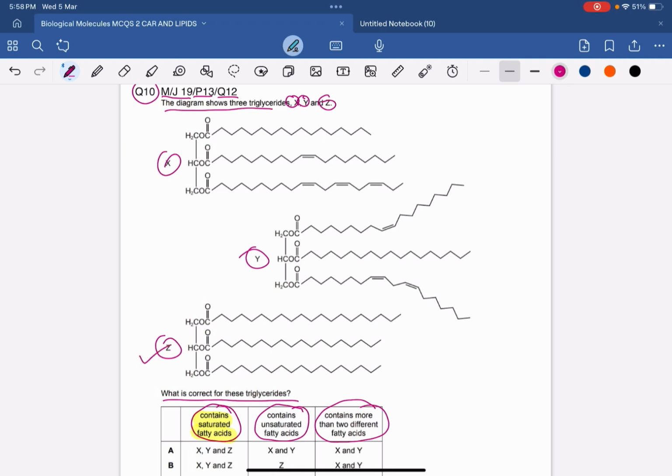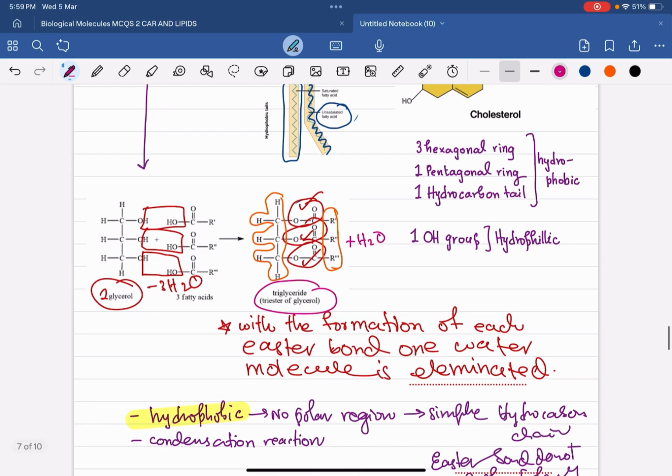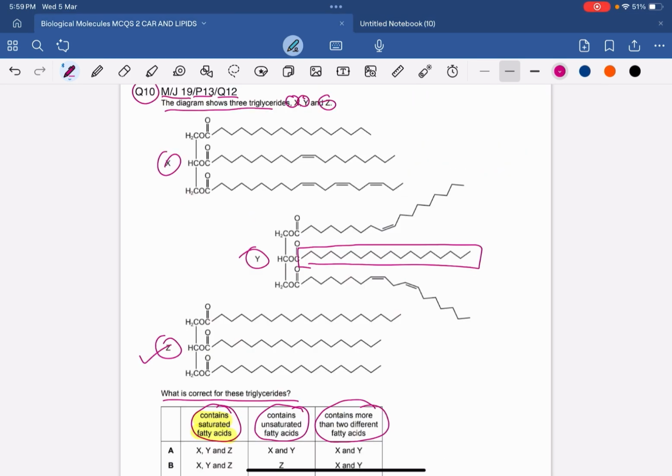Yes, Z is a saturated fatty acid. Similarly, Y will also be a saturated fatty acid. Why? Because in Y also you can see that this fatty acid chain over here is saturated, right? And if I similarly talk about the structure X over here, you can see that this fatty acid chain is basically saturated.